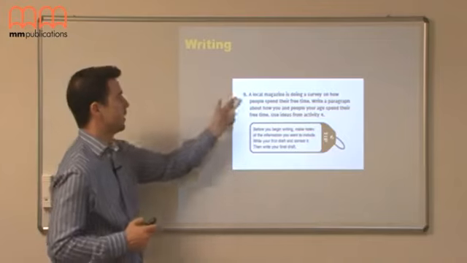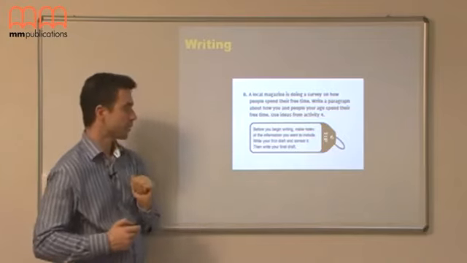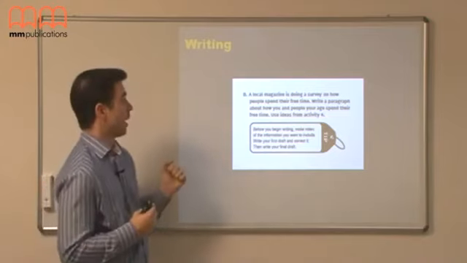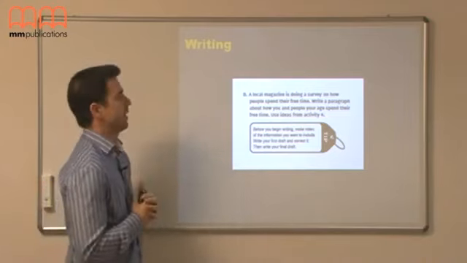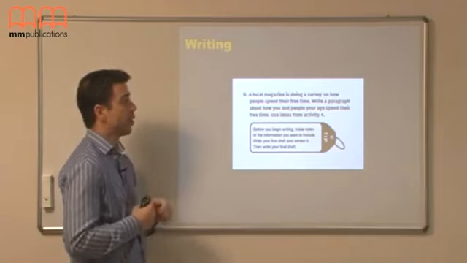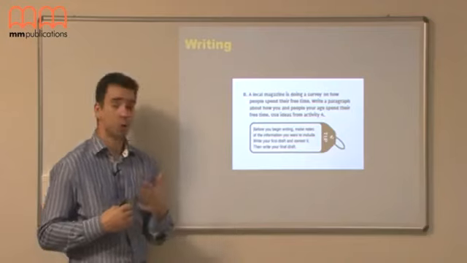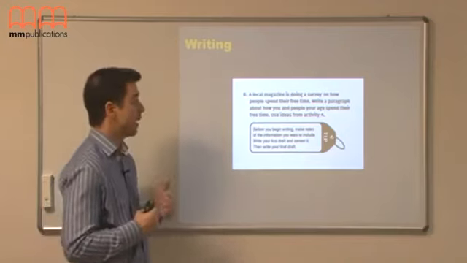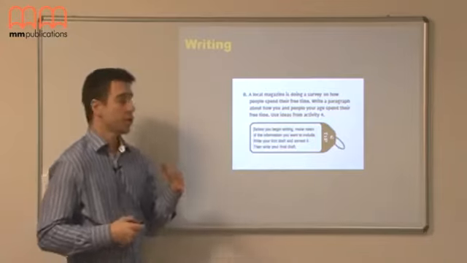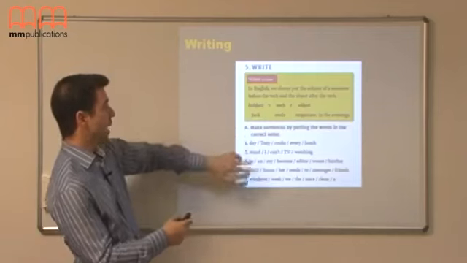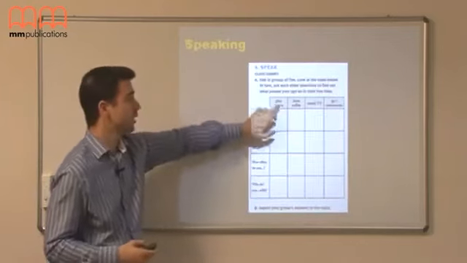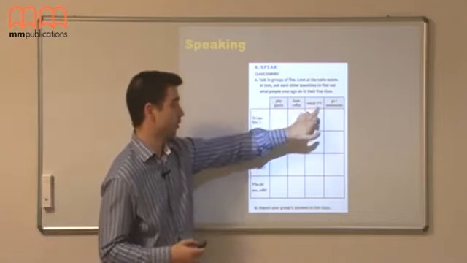Moving on to exercise B of the writing section. This time, okay, you're going to have to do a piece of writing. It says here, a local magazine is doing a survey on how people spend their free time. Write a paragraph about how you and people your age spend their free time. Use ideas from activity 4. So if you don't have any ideas, you can go back to activity 4, in other words, the speaking activity, and you can include these phrases over here.